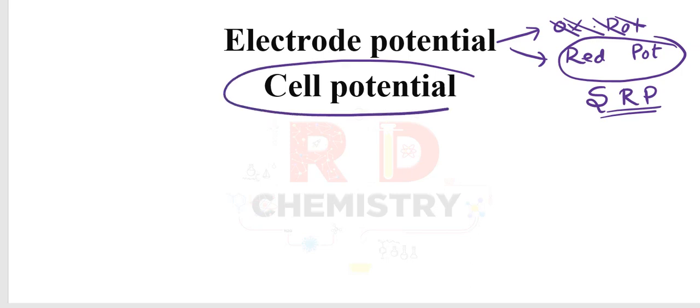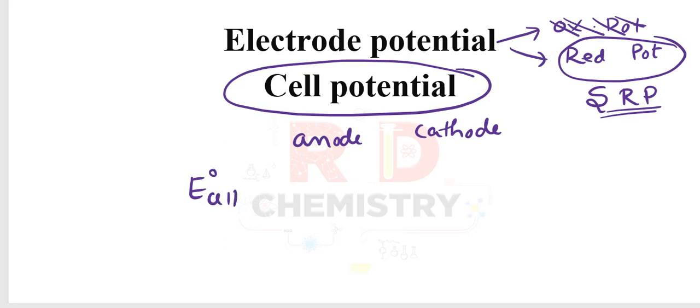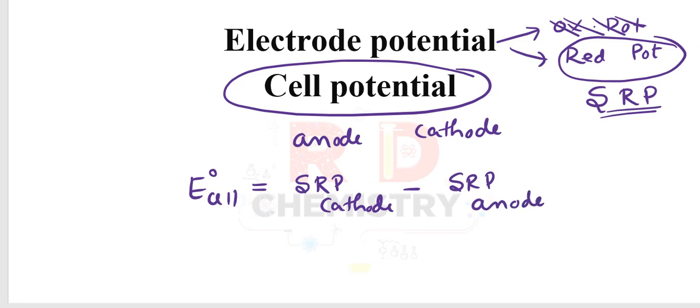Then we have cell potential. If they give anode and cathode electrodes, we can calculate E naught cell. E naught cell, the standard cell potential, is equal to the SRP value of the cathode minus the SRP value of the anode: cathode minus anode, or we can write it as E naught of cathode minus E naught of the anode. So this is in terms of SRP values.